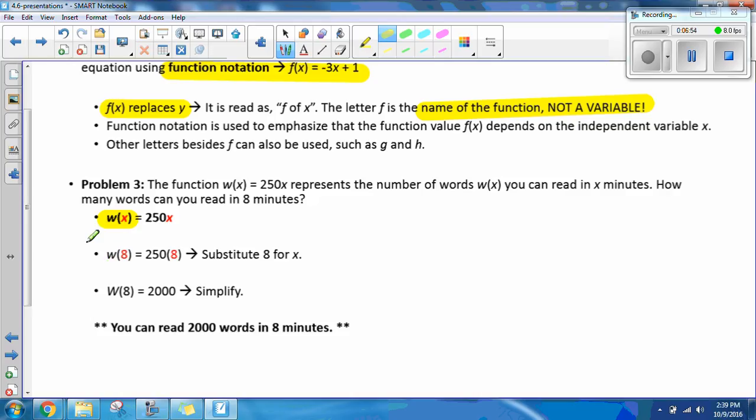Now we want to figure out how many words you can read in 8 minutes. So we rewrite our function as the function w of 8. So we're saying, what is the function w equal to when x is equal to 8? We rewrite the function part, but this time we substitute 8 for x. So the function w of 8 is equal to 2,000, and we just simplify. We can read this as 2,000 words in 8 minutes.